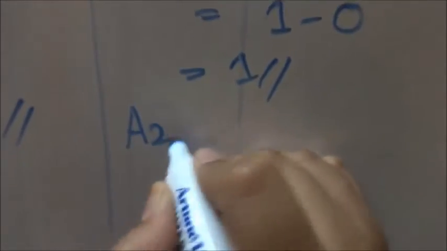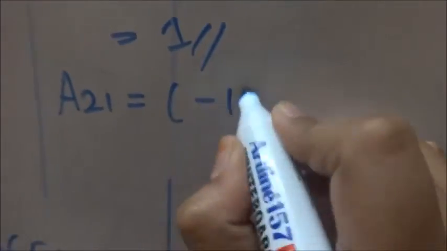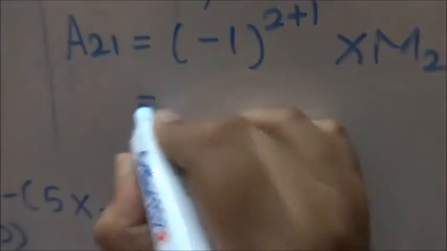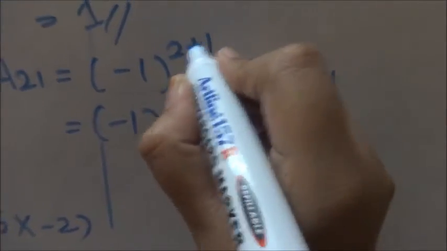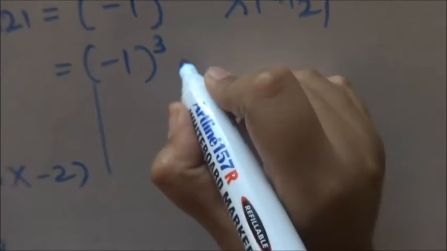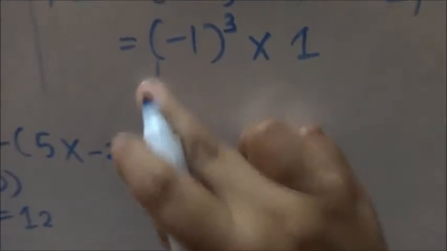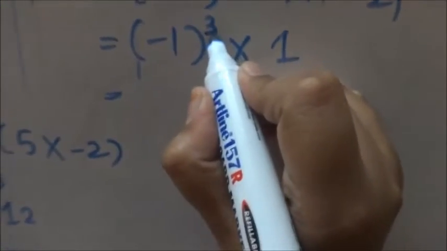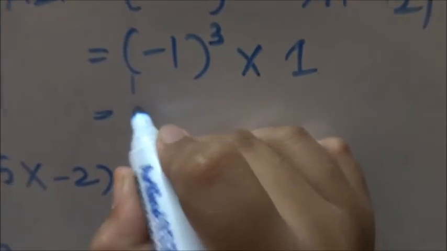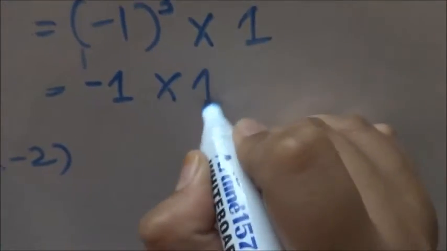Now capital A21, that would be minus 1 raised to 2 plus 1 into M21. So that would be minus 1 raised to 2 plus 1. It would be 3. So multiply by 1. Since the power is odd, it would come negative, minus 1 into 1. So that would be minus 1. Now next one is A22.